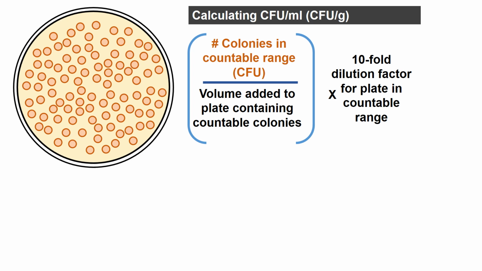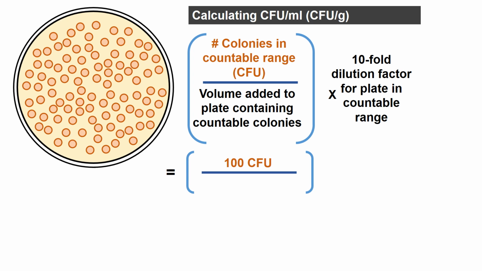Let's put this all back into our rule, where the number of colonies in the countable range divided by the volume added to the plate containing those countable colonies, multiplied by the 10-fold dilution factor for plates in that countable range, that one plate, gives you the CFU per mil or CFU per gram, the concentration. In our example, what was the number of colonies in the countable range? It was 100 CFUs. So in this case, we're pretending that we didn't know the concentration in the original tube and we're trying to find it. We're going to back calculate, prove it, basically from right to left.